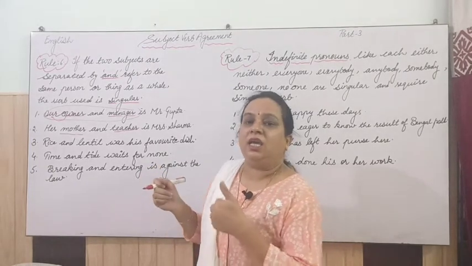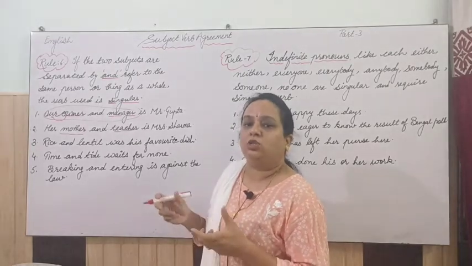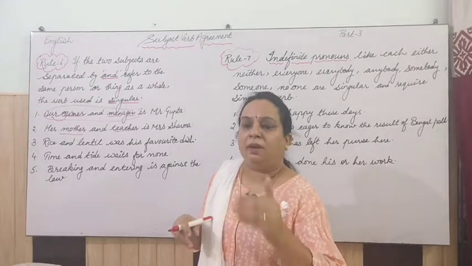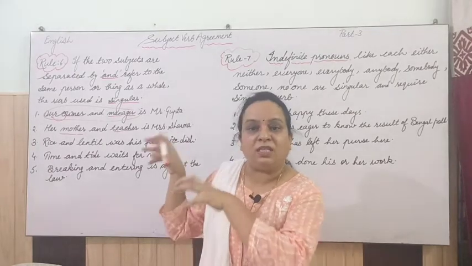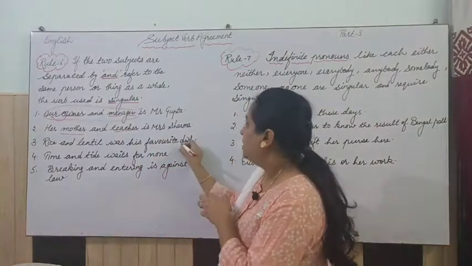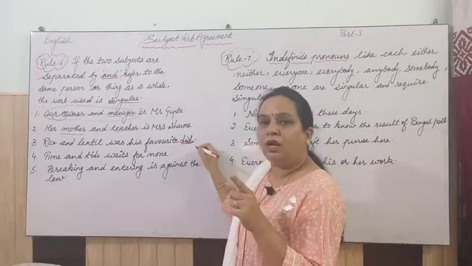Rice and curry is or was her favorite dish, like that. So that is making one quantity. Like bread and butter is my favorite breakfast. So breakfast is the same, here dish is one thing. It is not dishes. I am not writing dishes here.